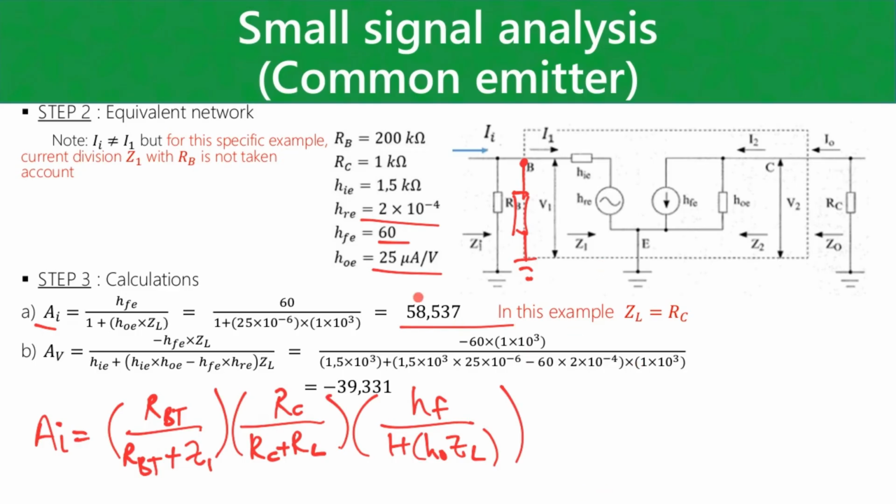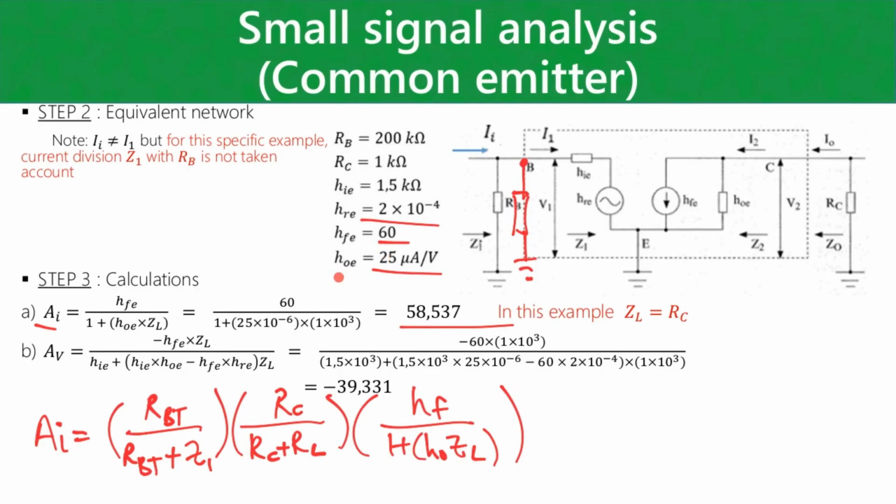Okay, so for this particular example, we're going to get 58.537 as our current gain. If we did consider current division at the input side, that would result in a somewhat lower current gain. Depending on how well your amplifier is designed, that can be either a very big difference or a very negligible difference.